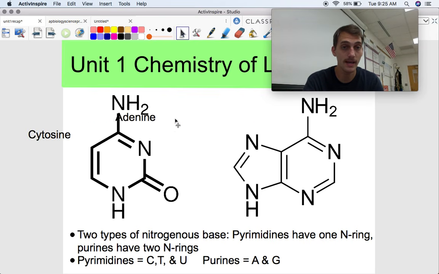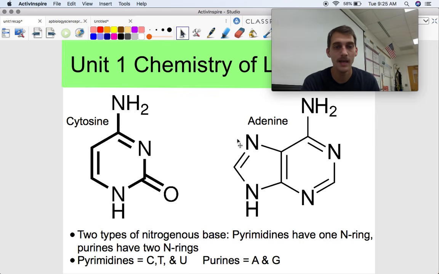So hang on a sec. I swapped these. There we go. That's cytosine. That's adenine. Adenine is a purine. Purines have 2 nitrogen rings. Pyrimidines have 1 nitrogen ring. So this is cytosine. I swapped those labels. My bad. But pyrimidines are cytosine, thymine, and uracil. Purines are adenine and guanine. So adenine and guanine have 2 nitrogen rings, and pyrimidines only have 1.